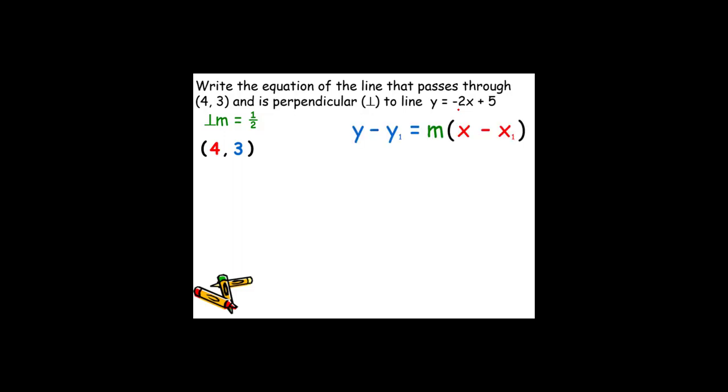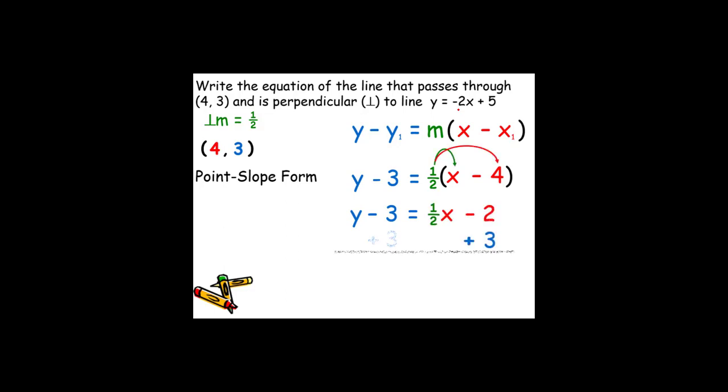So now we'll use point-slope form, substitute our values in, distribute, and add 3 to both sides. And we have the equation: y equals half x plus 1. Slope-intercept form.